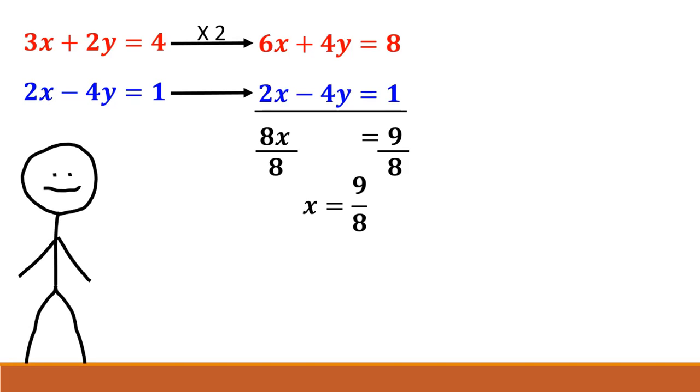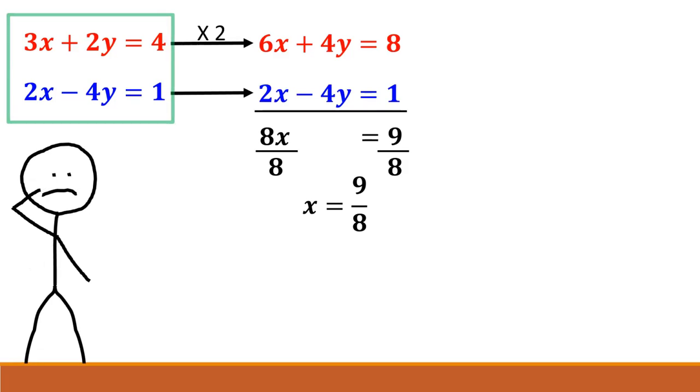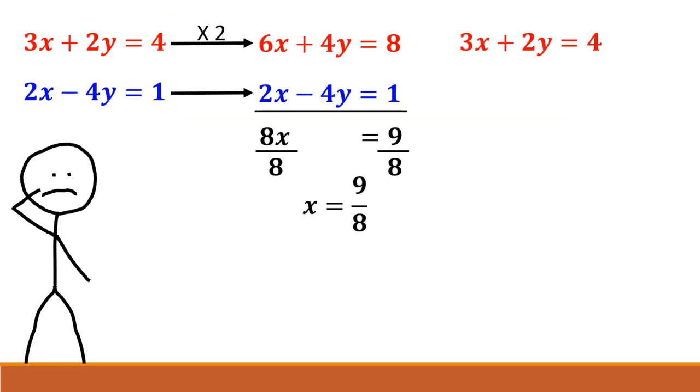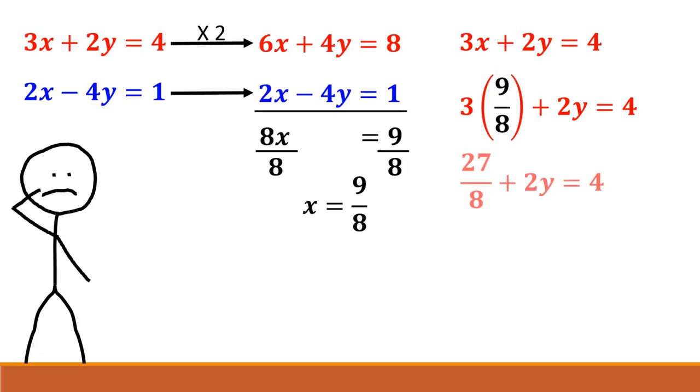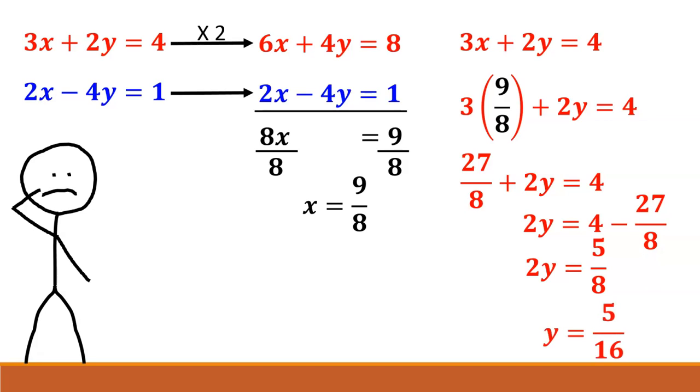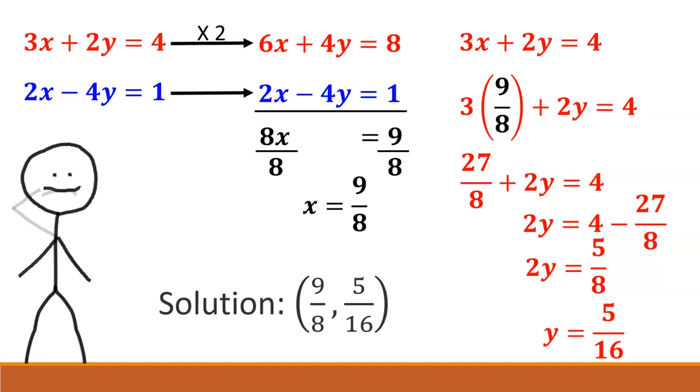But we still need to get the y-coordinate. We'll take one of our two equations. It doesn't matter which one. We'll substitute 9/8 for x, and then we'll solve for y. When we do that, we do have a lot of work to do with fractions, and we end up with y equals 5/16. But we still have our solution. x equals 9/8, y equals 5/16. So (9/8, 5/16) is the point of intersection for the two lines.